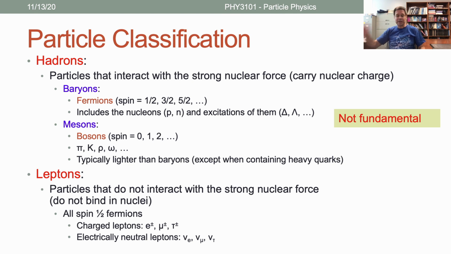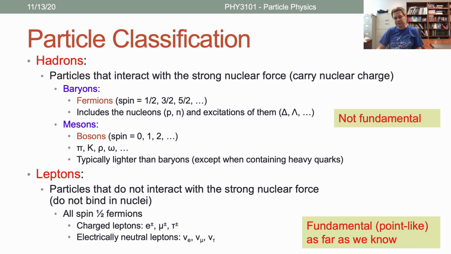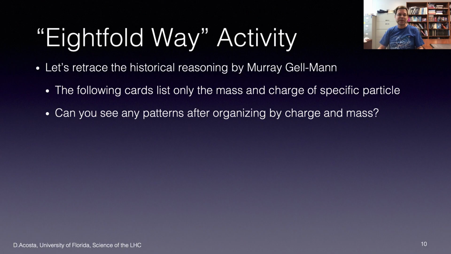Now, it turns out the particles in the first major category, the hadrons, are not fundamental. They are composed of other particles. The leptons are fundamental, that is, they're point-like as far as we know. We haven't found out otherwise. So let's expand a bit on this not fundamental business for the hadrons. And let's do a little virtual activity. I call this activity the eightfold way activity. In some sense, we're going to retrace the historical reasoning of physicist Murray Gell-Mann.